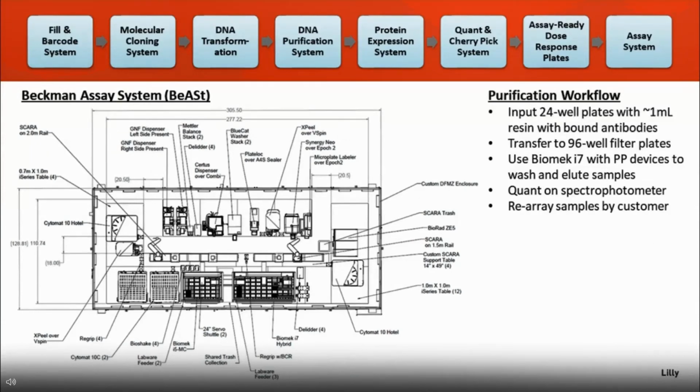i7 with a couple positive pressure devices and use the i7 to transfer those roughly 1 mil of sample and the resin into 96 well filter plates, and then use the positive pressure devices to push the sample through the filter plates, do washing, elution, and then use the Biomech to make an aliquot. Again, read it on the integrated spectrophotometer, and then have the i7 take a work list in and break out those samples by scientist or requester or user.